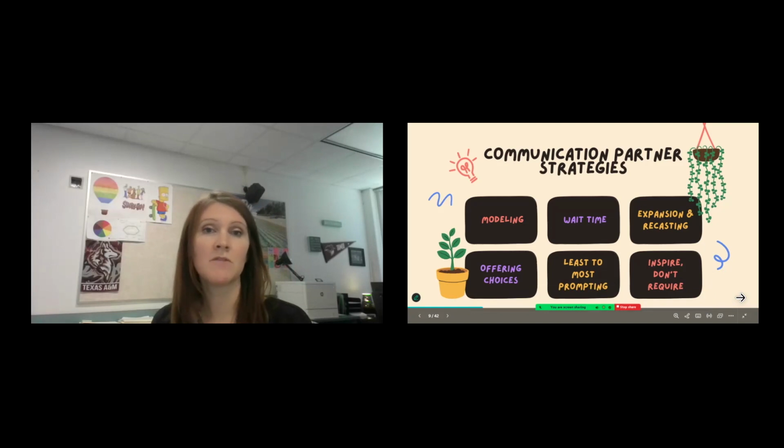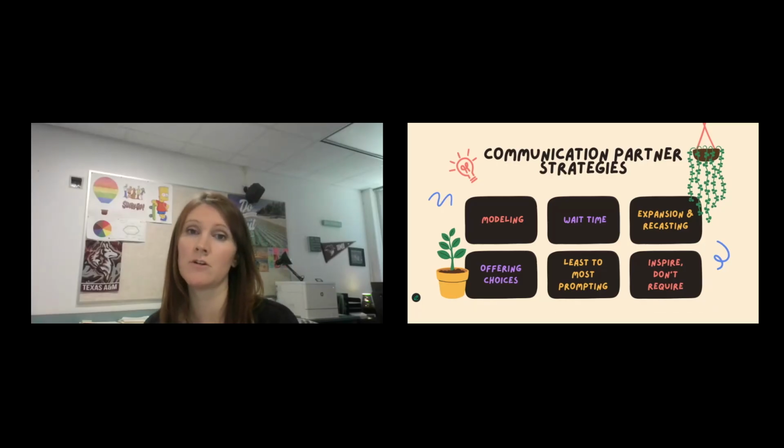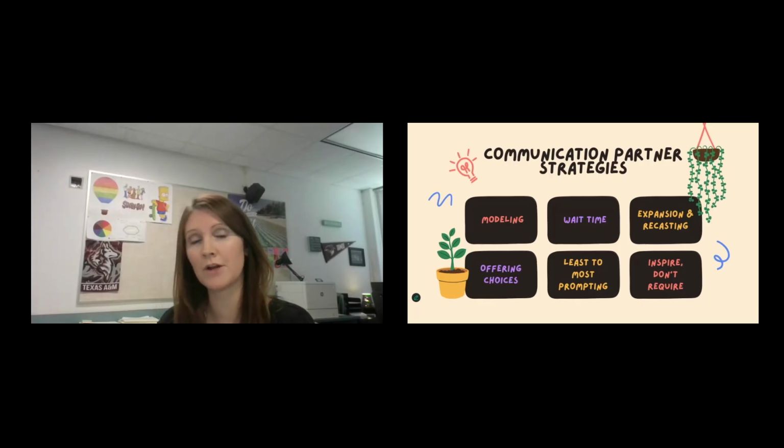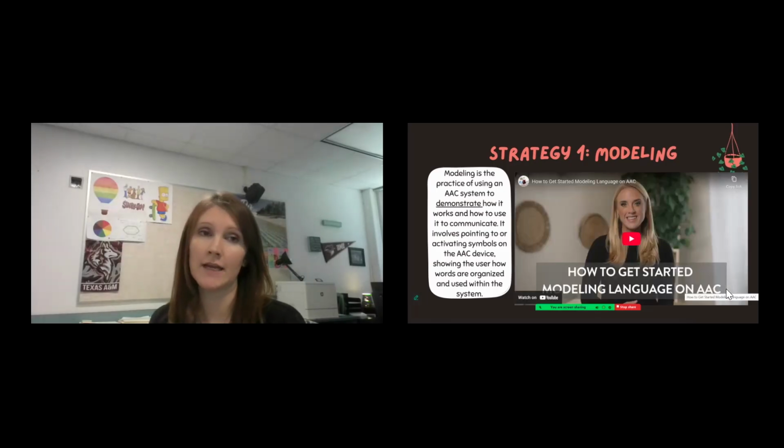Now that we have some of the background information about core and fringe vocabulary and types of vocabulary to focus on during instruction, let's talk about some of the communication partner strategies that we can use to teach that vocabulary to our students. We're going to begin with the strategy of modeling. Modeling is the practice of using an AAC system to demonstrate how it works and how to use it to communicate.